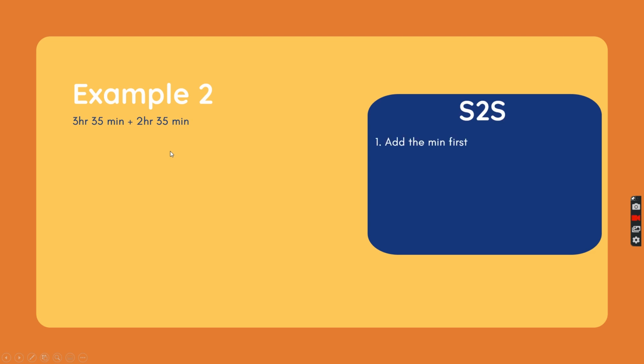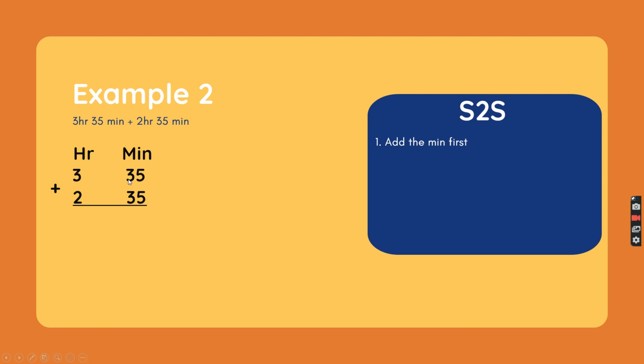So that's example 1. Moving on to example 2, we have 3 hours 35 minutes plus 2 hours 35 minutes. So first thing first, S2S right here on this side, we're going to add the minute first. We're going to rewrite it in column format. So that's 3 hours 35 minutes plus 2 hours 35 minutes. So first thing first, we're going to be focusing on right here. 5 plus 5 gives us 10. We're going to put 0 over here, and we're going to put 1 up here.